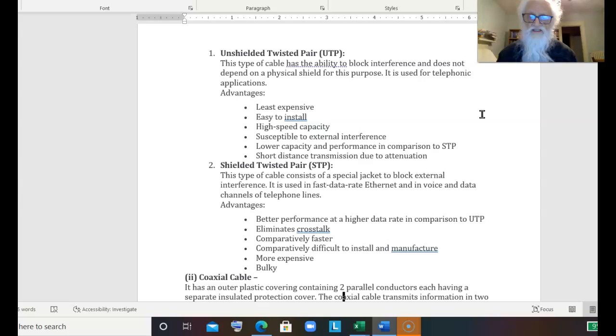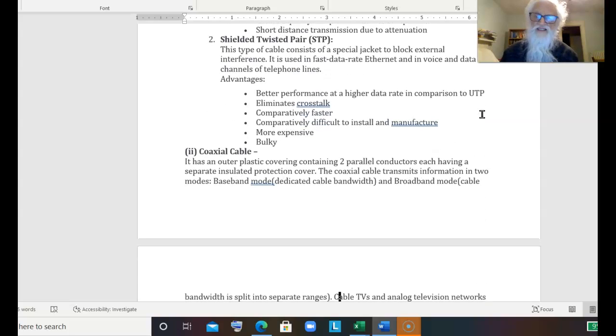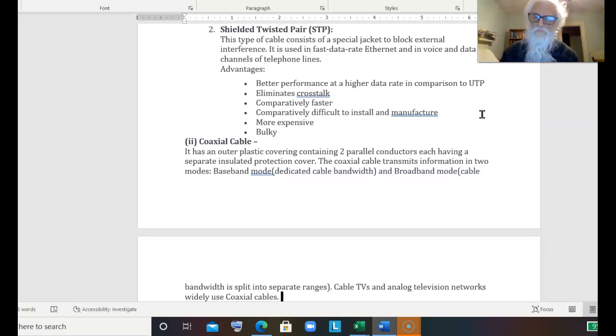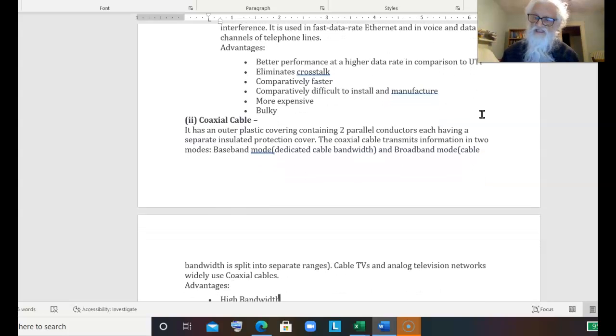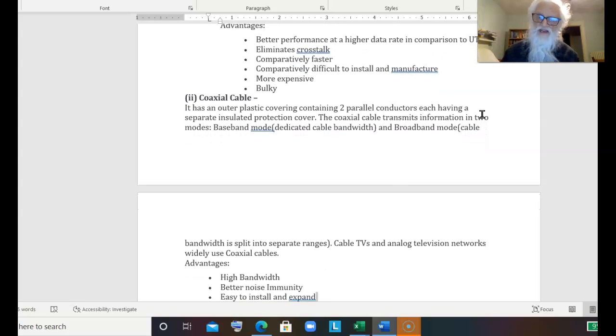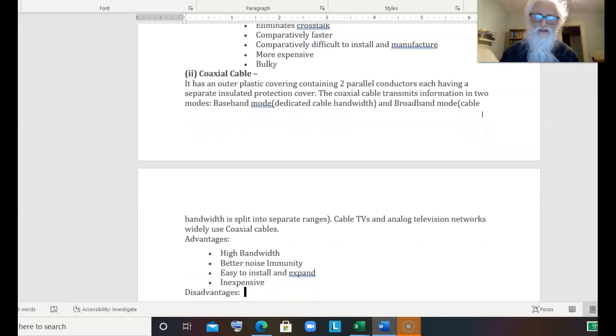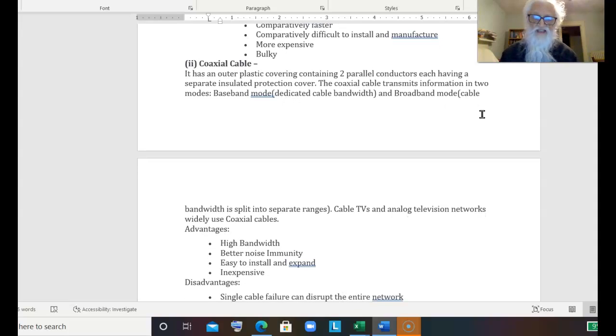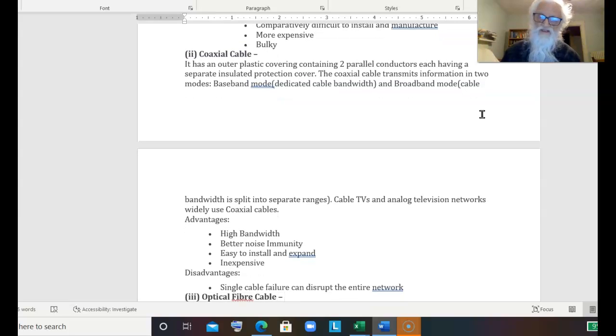Coaxial cable just means the outer plastic covering containing two parallel conductors, each having a separate insulated protection cover. It transmits information in two modes, baseband or broadband. Cable TVs use this. It has a high bandwidth, better noise immunity, inexpensive. Disadvantages: a single cable failure can disrupt the entire network. Now we get to what we really would like.